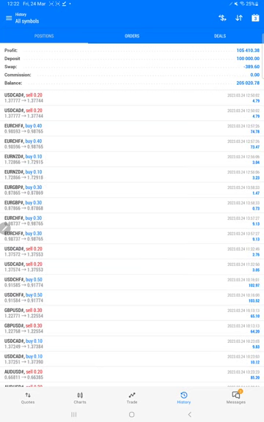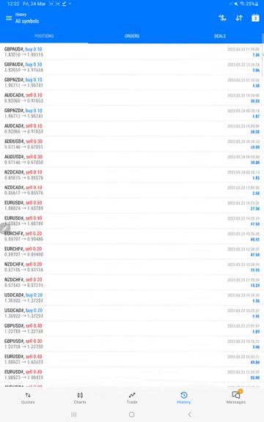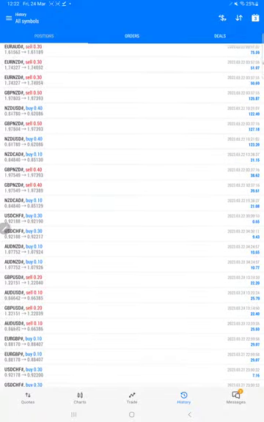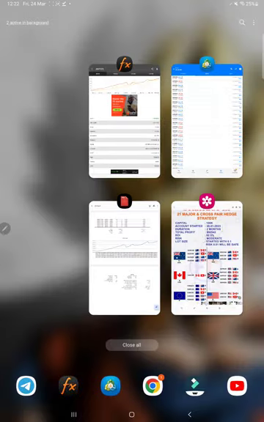So here are the details. We can verify that it was initiated with 100k capital, and the total profit is $105,000. There is the total balance. We can verify each and every trade that we have taken. We can see how much lot size we have traded, how much profit and loss we have booked.